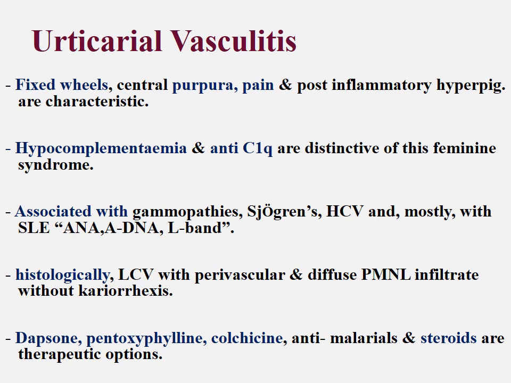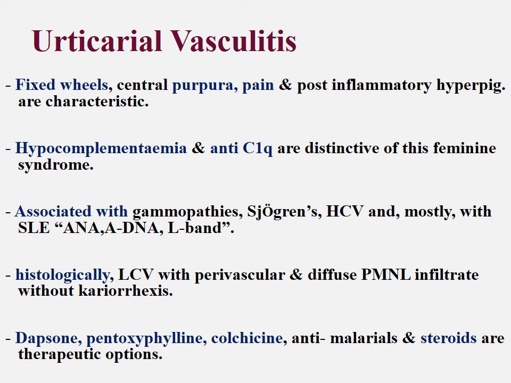With urticarial vasculitis, there is a center of purpura that does not fade, and the lesion itself stays for more than 48 hours. These wheals are fixed, they are not evanescent, and they manifest with pain rather than itching. And when they clear up, they leave post-inflammatory hyperpigmentation.